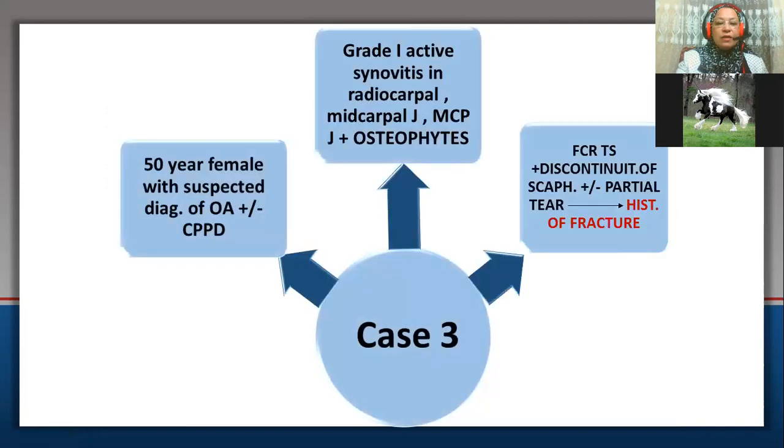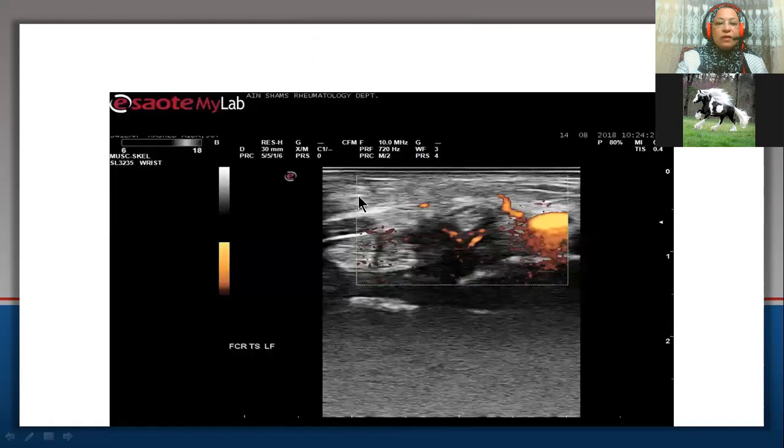Our third case was a female, 50 years old, with a suspected diagnosis of osteoarthritis with or without calcium pyrophosphate deposition disease. She had active synovitis at the radiocarpal, mid-carpal, and some metacarpophalangeal joints, but mostly grade 1, together with osteophytes at most of the proximal and distal interphalangeal joints. But on examination of the volar side of her left wrist joint, there was synovial hypertrophy and positive Doppler signal surrounding the flexor carpi radialis tendon, which indicates the presence of tenosynovitis of the flexor carpi radialis tendon.